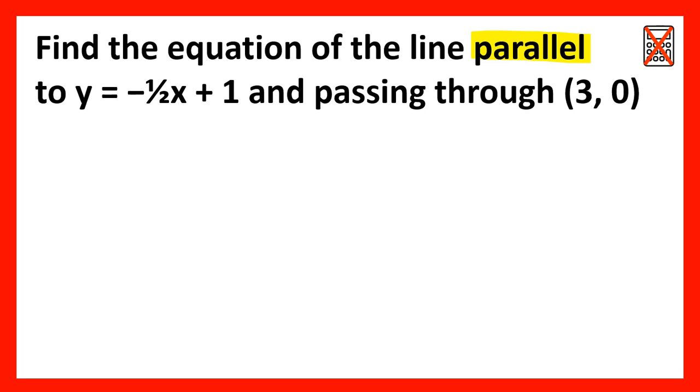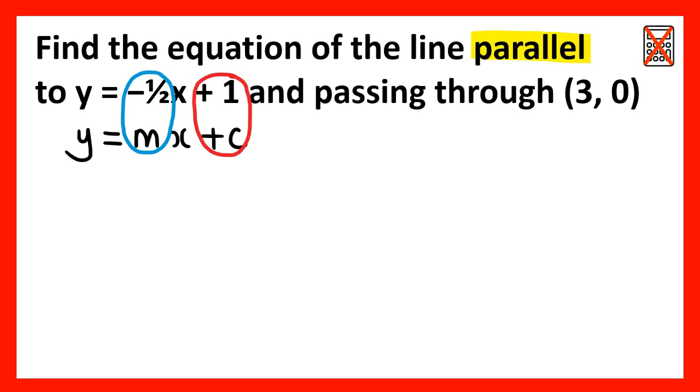Parallel lines have the same gradient but different y-intercepts. They will never meet regardless of how far they are extended. The general equation of a straight line is y equals mx plus c, where m is the gradient, the slope of the line, and c is the y-intercept, where the line crosses the y-axis. If two lines are parallel, they have the same m, or the gradient.